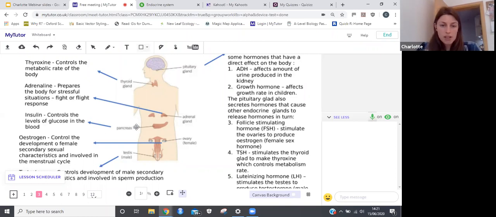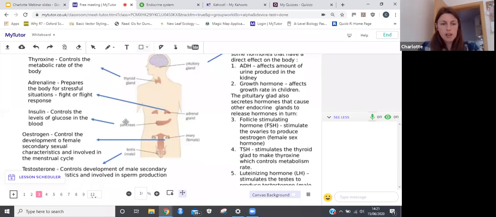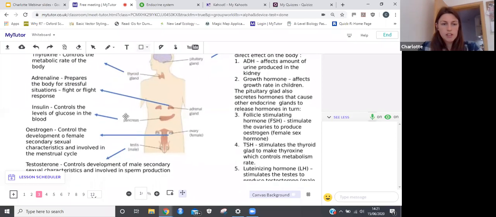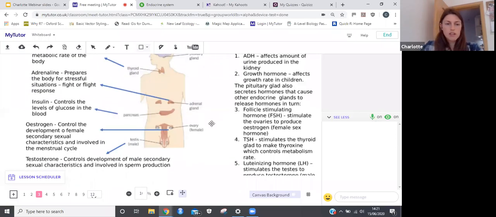Then we have the pancreas. The pancreas releases insulin. Insulin is the hormone that controls the levels of glucose in the blood, and that's the hormone that we're going to talk about in more detail today. We are going to go into how that works, how insulin controls the levels of glucose in the blood. I'm going to move this up slightly so that you can see these.